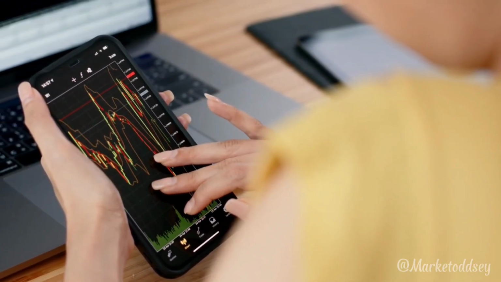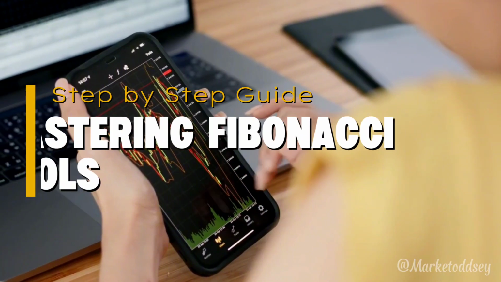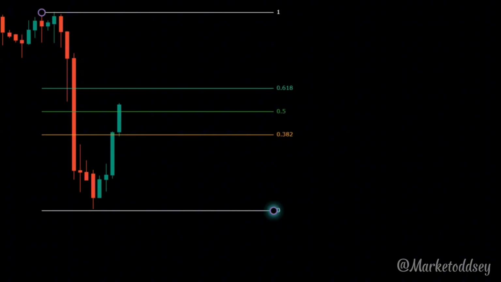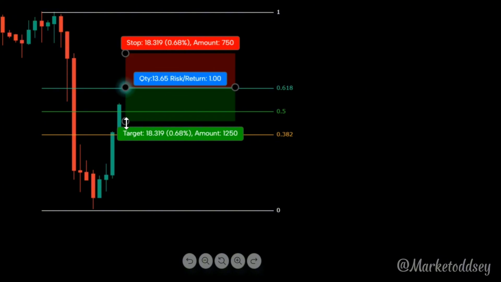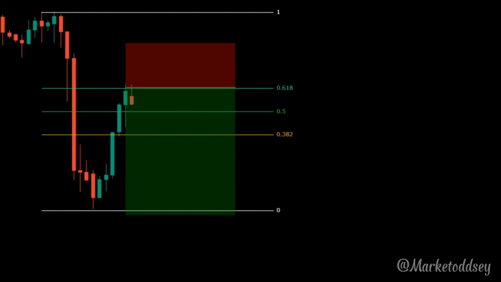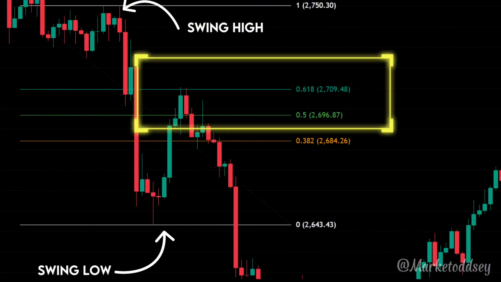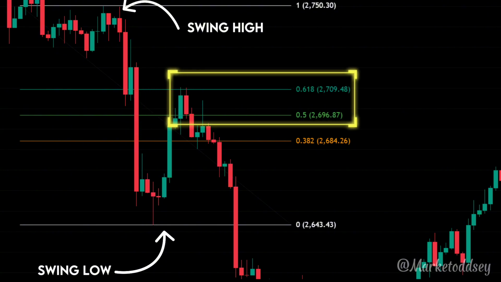Welcome, everyone. Today, we're diving into a powerful trading strategy that leverages the Fibonacci tool, a method used by seasoned traders to identify high-probability entry points, manage risk effectively, and capture larger price movements. Whether you're new to trading or looking to refine your skills, this guide will break down complex concepts into simple, actionable steps. By the end, you'll understand how to use Fibonacci retracement strategically, avoid common pitfalls, and combine this tool with other techniques to boost your confidence in the markets. Let's begin.